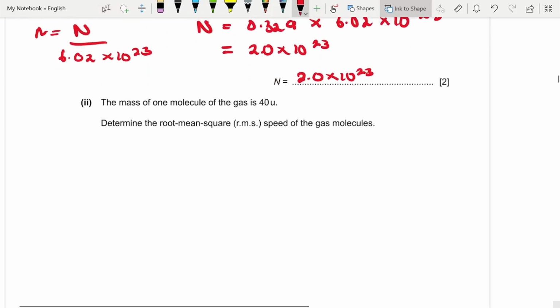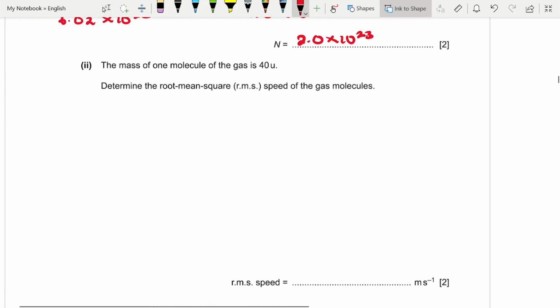The mass of one molecule of the gas is 40 u. Determine the root mean square (RMS) speed of the gas molecules. We want to determine the root mean square speed of the gas molecules. What are we going to do? Let's think about this for a little bit. What is the formula that we're going to use?